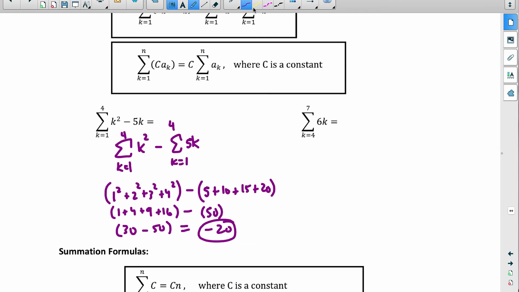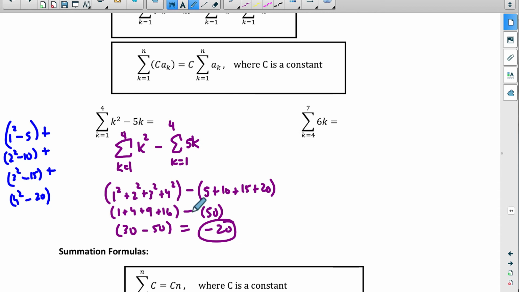Now, just to be clear, I didn't need to do that. I could have gone straight from here. I could have put 1 in here and gotten 1 squared minus 5 times 1 is 5. That would be our first term. Plus, put 2 in here, 2 squared minus 5 times 2 is 10. Plus, put 3 in there, 3 squared minus 5 times 3 is 15. And then plus, put 4 in there, 4 squared minus 5 times 4 is 20.